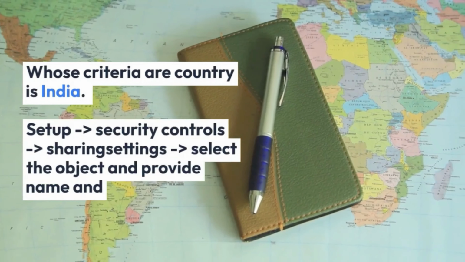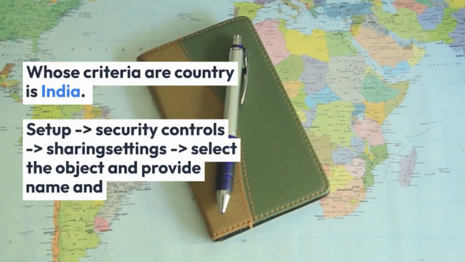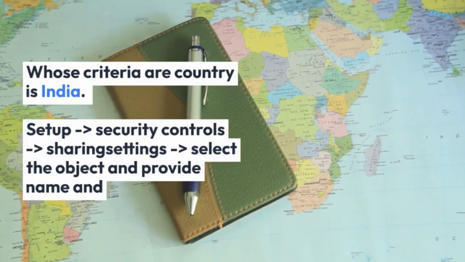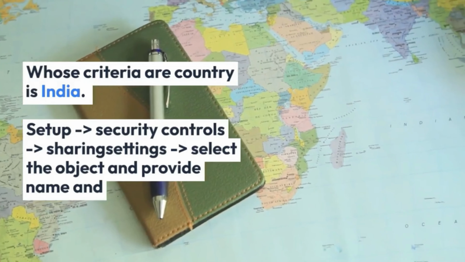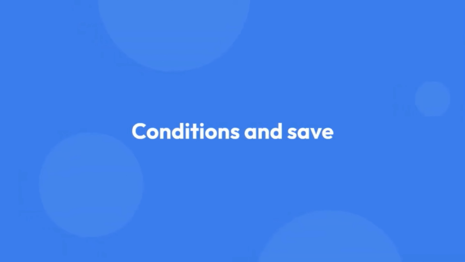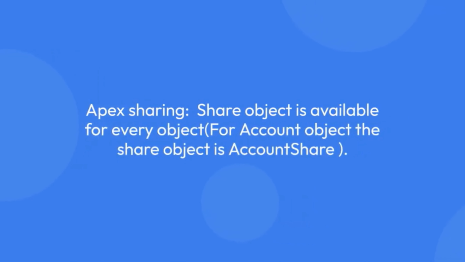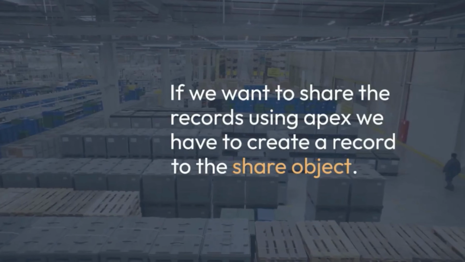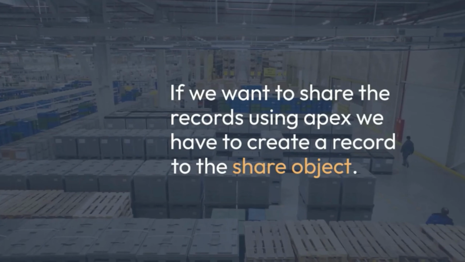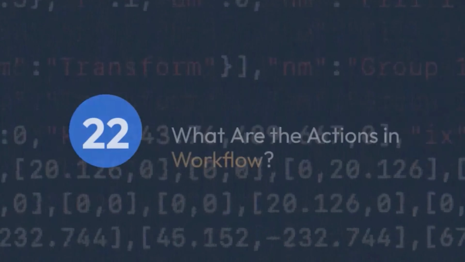whose criteria is country is India. Go to Setup, Security Controls, Sharing Settings, select the object, provide a name and conditions and save. Apex sharing. A share object is available for every object. For the account object, the share object is AccountShare. If we want to share the records using Apex, we have to create a record in the share object.